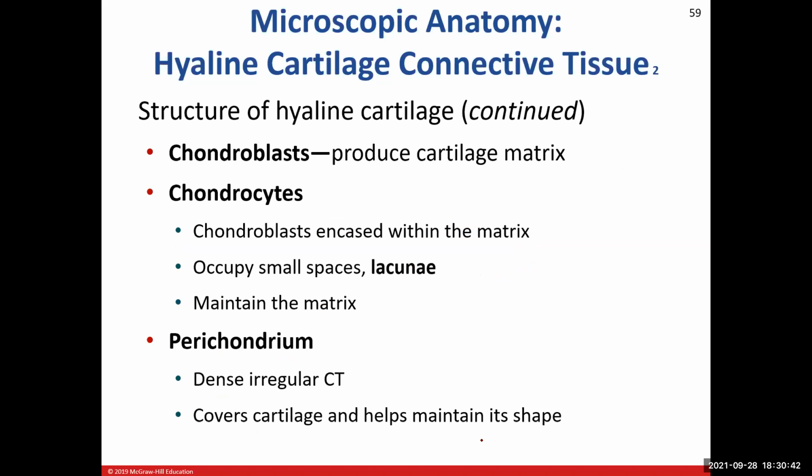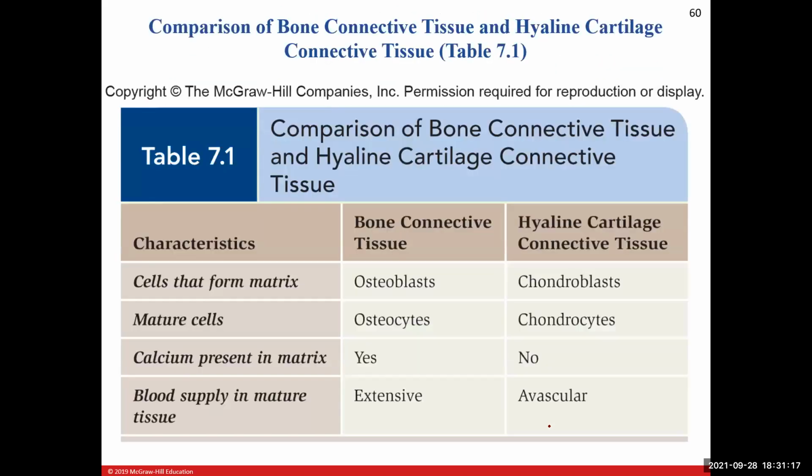So we saw it with the bone tissue. Now we're going to see it with our cartilage tissue. Bone tissue had the periosteum. Hyaline cartilage has perichondrium, that dense, irregular connective tissue. With cartilage, it helps the cartilage maintain its shape. The periosteum doesn't do that, because bone is very rigid and it doesn't need help from the periosteum. But with our hyaline cartilage, the perichondrium helps the cartilage to maintain its shape.